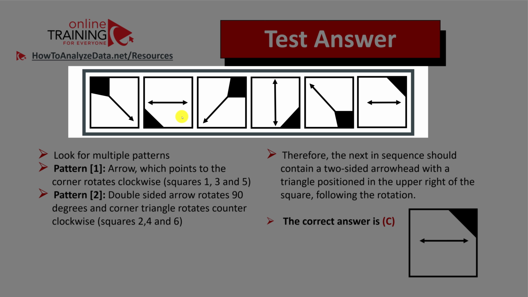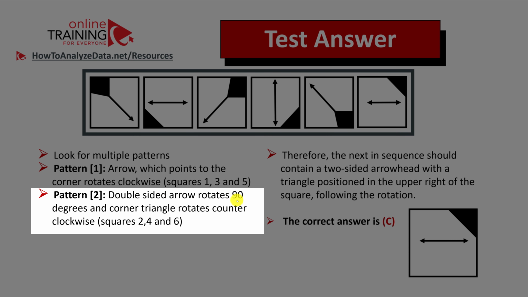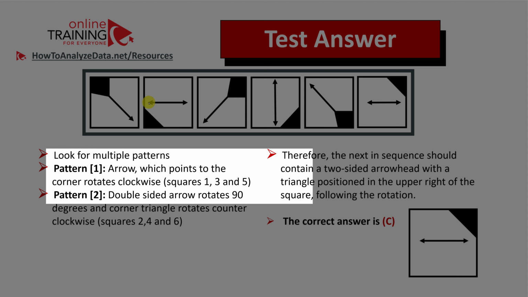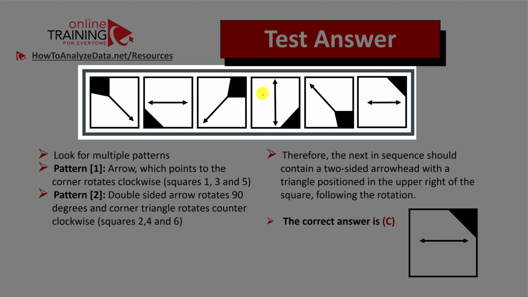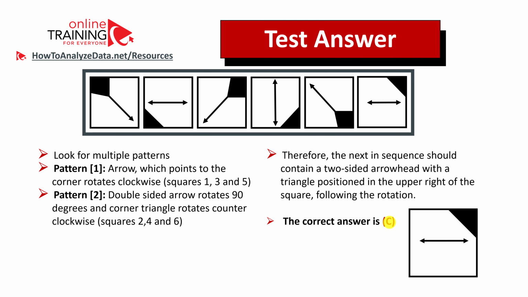Then we have a completely different pattern of squares 2, 4, and 6, which was missing. And this particular pattern is a double-sided arrow that rotates 90 degrees, which you can see here presented. Here it's completely horizontal, here it's completely vertical, so in square number 6, it will be horizontal again. And then another thing that happens here, the corner of the square rotates counterclockwise, and it goes from the bottom left corner to bottom right corner, so the next position for that corner would be upper right corner. So the correct answer here is choice C. Hopefully you've nailed this question and now know how to answer similar problems on the test.